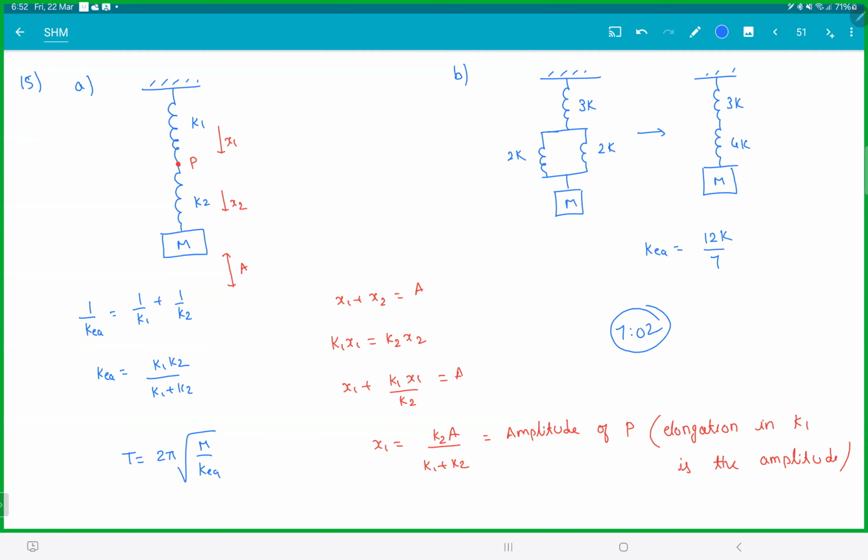You can also find, yeah, it's the same thing. Find the compression and subtract it from A. And literally you're finding only A1 now, only X1. Any doubt so far? You can ask about amplitude.